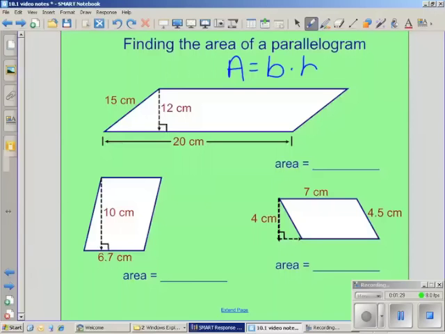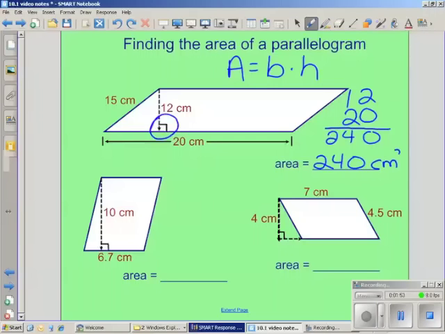All right, in the first parallelogram, we know to find the area, we need to multiply the base by the height, where the base and the height form a 90 degrees. So the base of this parallelogram is 20 centimeters, multiplied by the height of where the 90 degrees is formed, so that is 12. Bring down the 0, we're multiplying the 2, and we get 240, and don't forget the unit, centimeters squared.